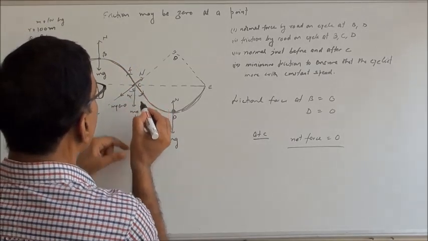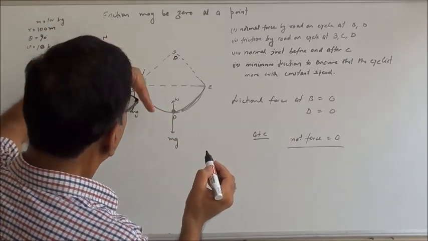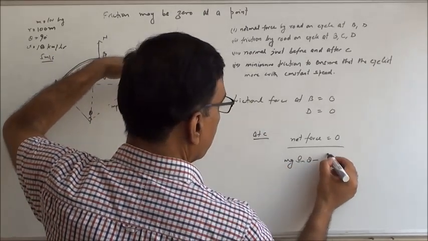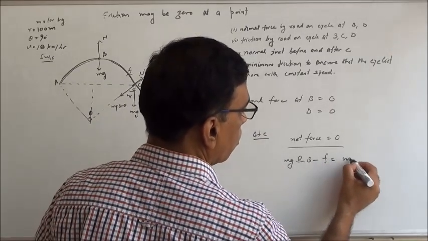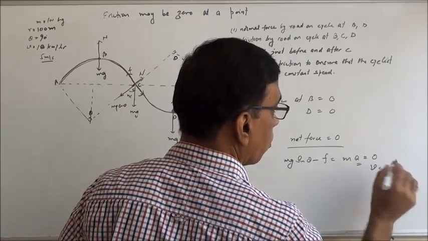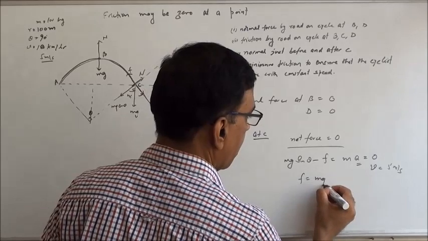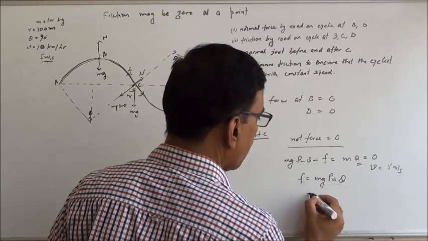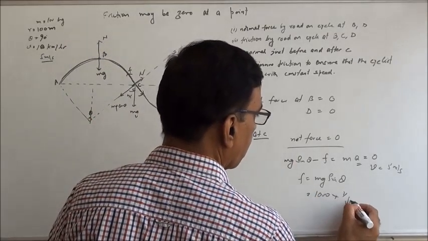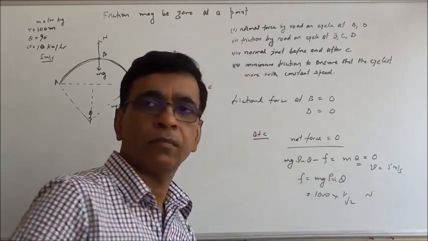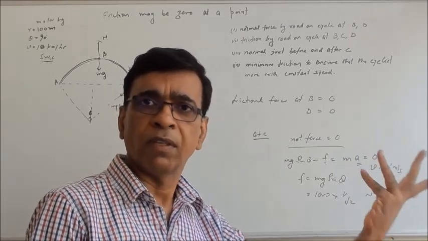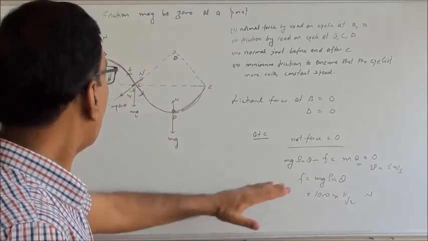It means this component, it's moving like this. mg sin theta is along the surface, minus friction, which is upward, and it should be equal to ma, which is 0 because the speed is 5 meter per second, constant speed. So the frictional force is mg sin theta. You can substitute these values: 1000 sin theta, sin 45 is 1 by root 2, and then solve it. So it will be 500 root 2, 700 Newton. This is how you can find it out.